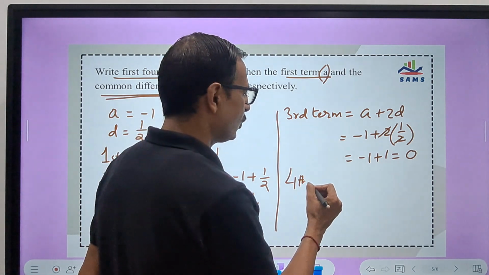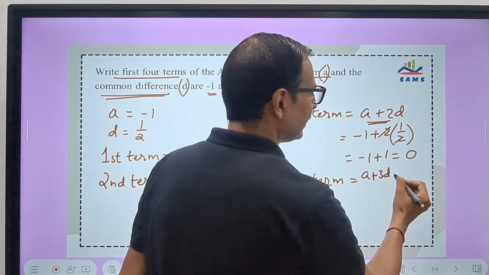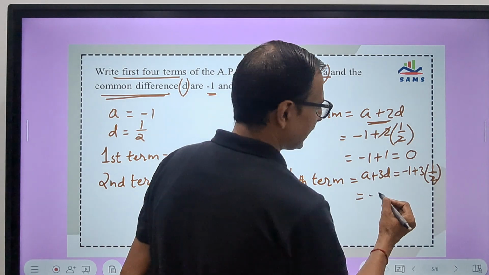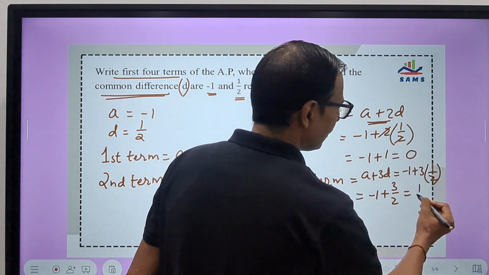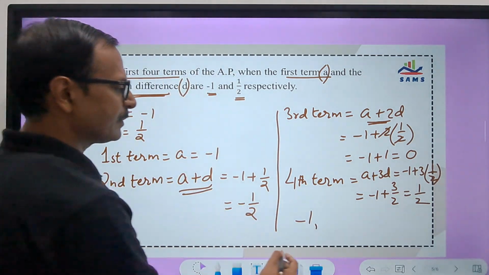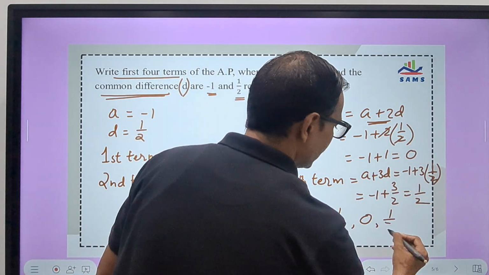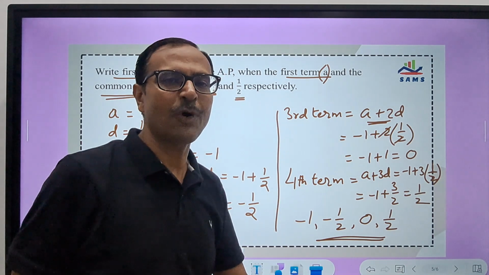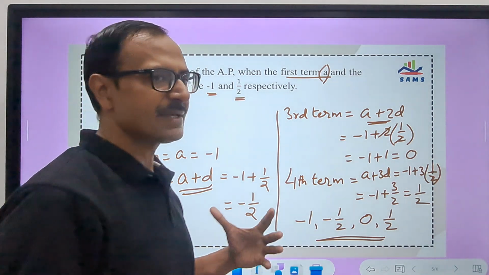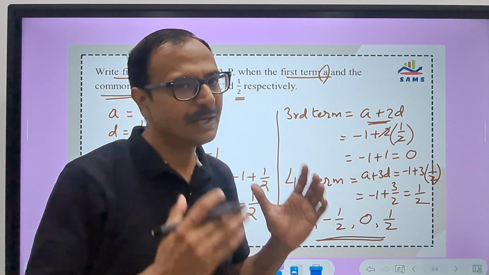And finally the fourth term, I have to add one more D to this. So A plus 3D, that is minus 1 plus 3 times half, right? So that becomes minus 1 plus 3 by 2, and that is 1 by 2. So what are the four terms? The first term is minus 1, the second term is minus 1 by 2, the third term is 0, and the fourth term is 1 by 2. And you can see these 4 terms will definitely form an arithmetic progression. So this is how we identify a series as arithmetic progression or not, and this is how we find some unknown variables if an arithmetic progression is given to us.